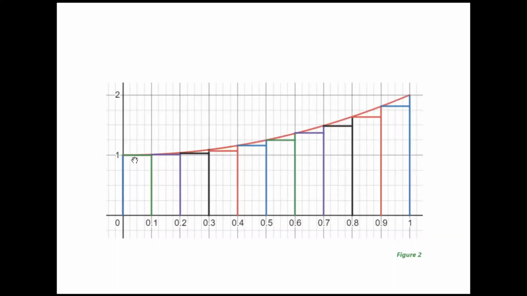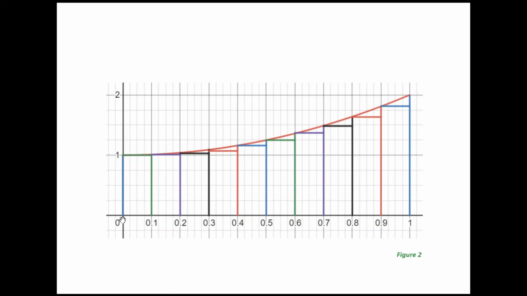Here's a drawing of the graph, the rectangles. Here we have 1, 2, 3, 4, 5, 6, 7, 8, 9, 10 rectangles. This is the left-hand method. We're going to start over here at the left side for our first rectangle, and we're going to find its area.